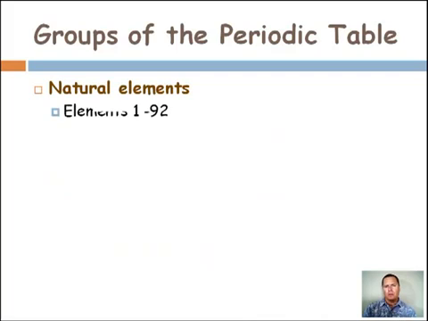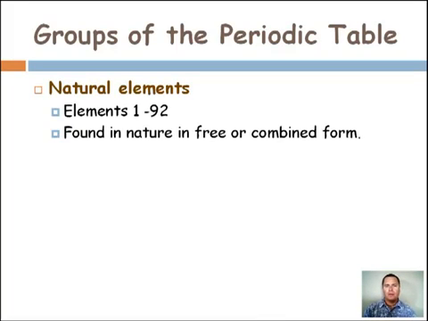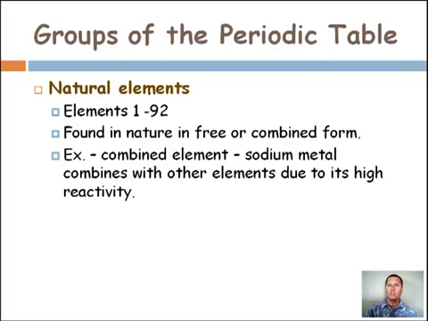Okay, natural elements. These are elements 1 through 92 as far as atomic number goes. They're found in nature either free form, like gold, you may just find a gold nugget, or in a combined form, such as sodium. Sodium is really reactive. And if it was out there by itself, it's going to easily react with water. So generally we find it combined with some other element.